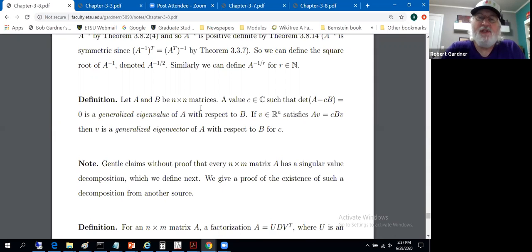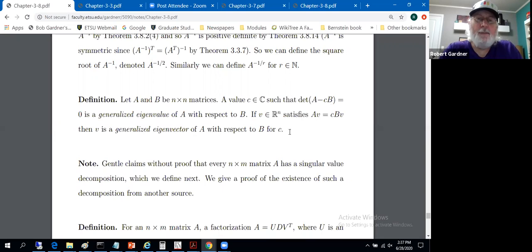Suppose A and B are square matrices, n by n. A value C such that the determinant of A minus CB equals 0 is a generalized eigenvalue of A with respect to matrix B. Hey, if matrix B is the identity, then it's a regular old eigenvalue. If V is in Rn, satisfies AV equals C times BV, then V is a generalized eigenvector of A with respect to B for generalized eigenvalue C. Again, if we take B equal to the identity, it's the old stuff.